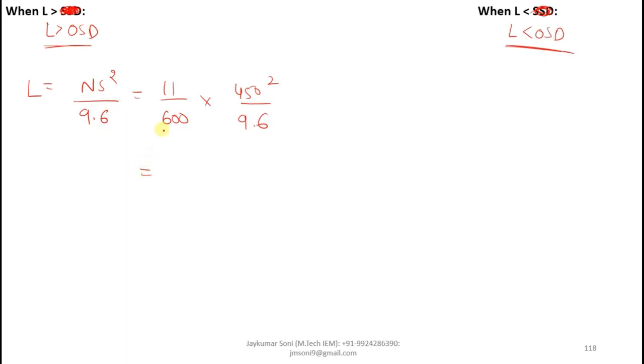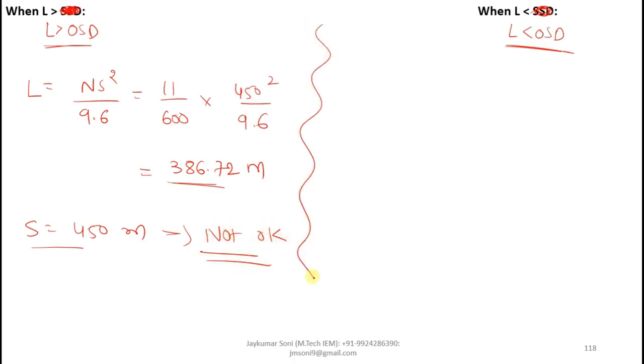So the calculated value of length will be 386.72 meter and the value of S is 450. We have considered L more than OSD, but after calculating the value we have got L less than OSD. So the criteria are not satisfied, so we will write over here that it is not okay. Our first assumption was not correct, so we will move towards the second assumption, which is L less than OSD.